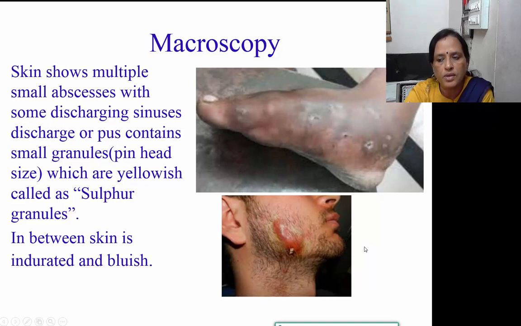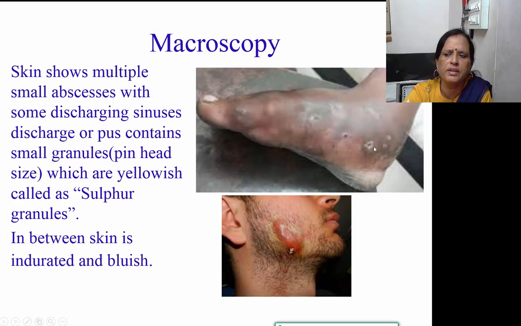No. Grossly, how will it be when we look at the lesions? Let it be anywhere when it is visible to us, in the cervicofacial region or on the extremities, whatever. The skin shows multiple small abscesses. Here you can see one. See, these are all nodules or abscesses and they have ruptured.